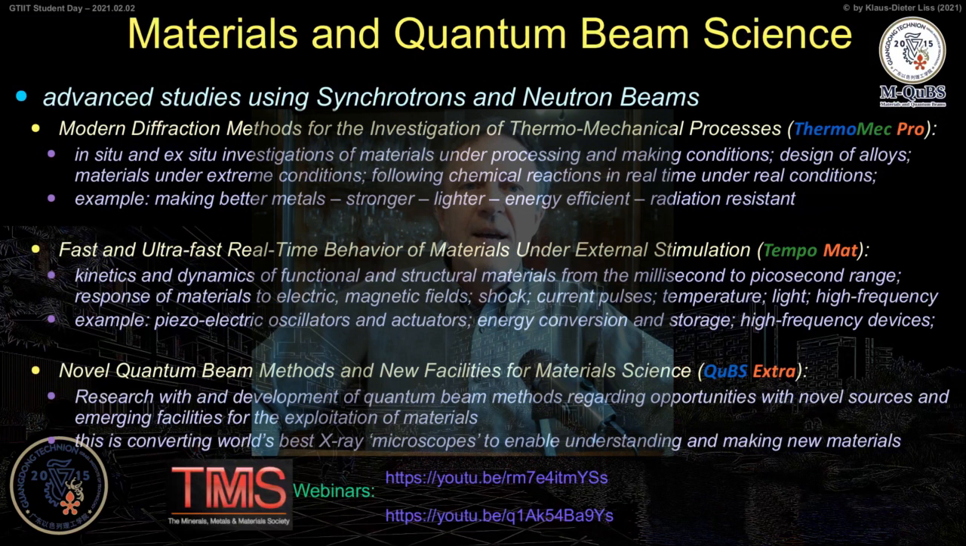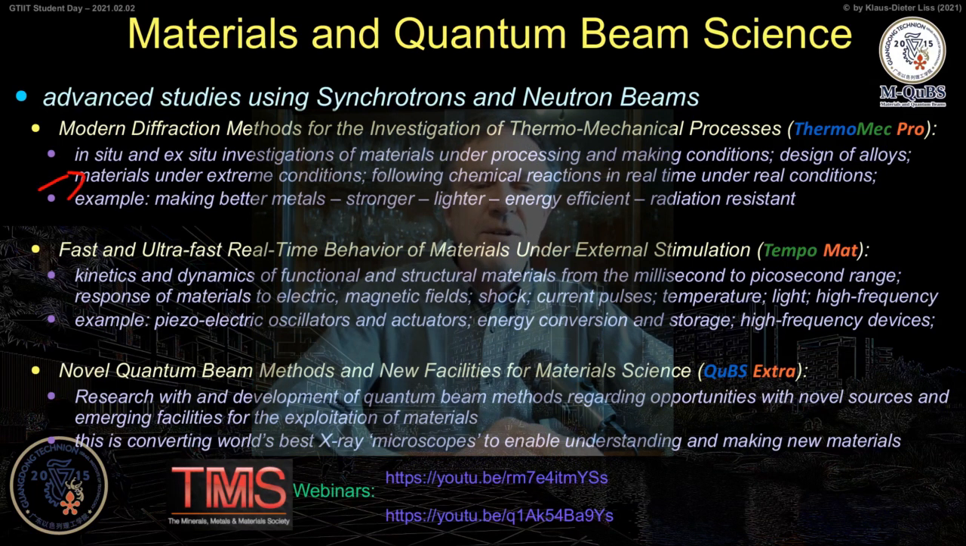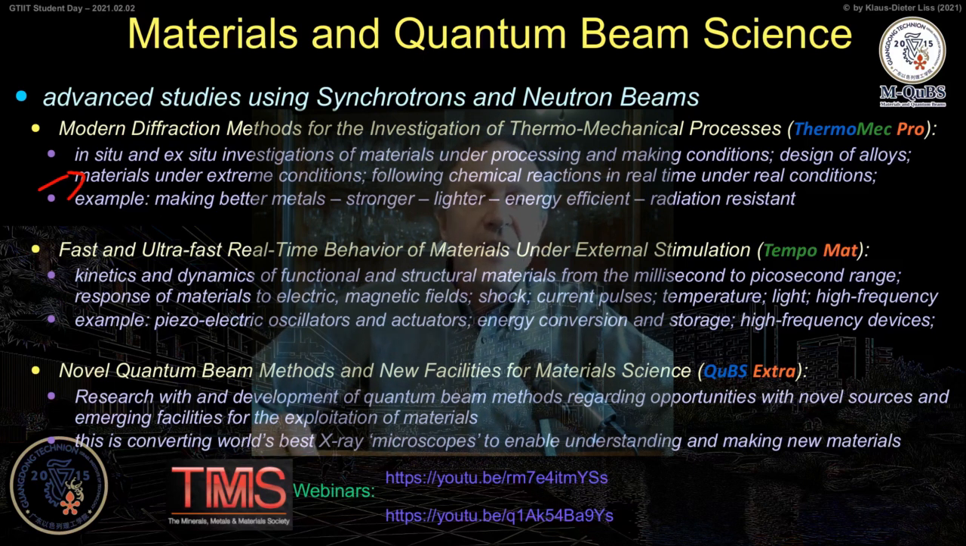Here I summarize the interests of the research group Quantum Beam Science. We want to do advanced studies using synchrotron and neutron beams to perform in situ and ex situ investigations of materials under processing and making conditions, design of alloys, materials under extreme conditions, following chemical reactions in real time and under real conditions. And examples are making better metals, which I have shown you, that are stronger and lighter.